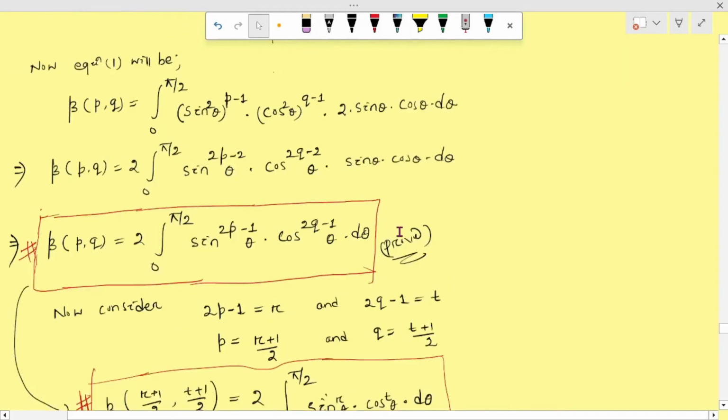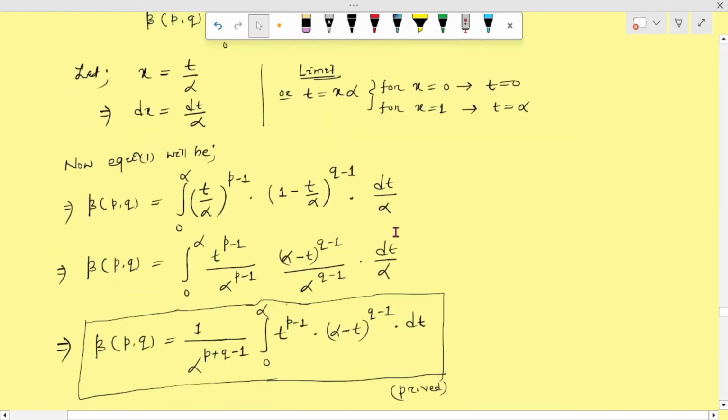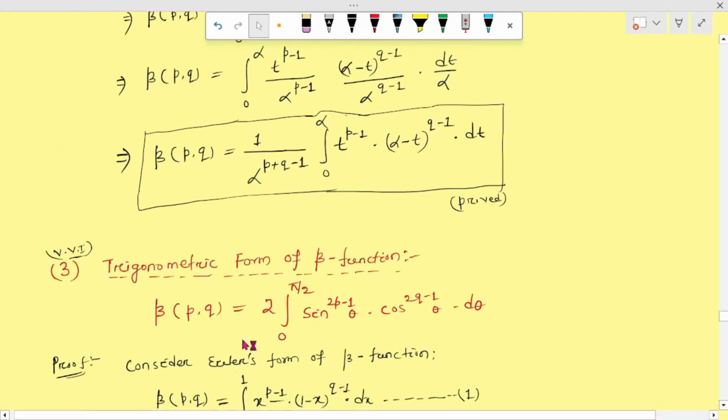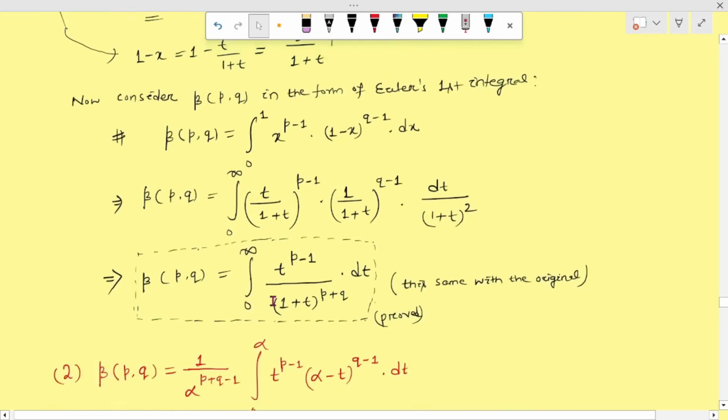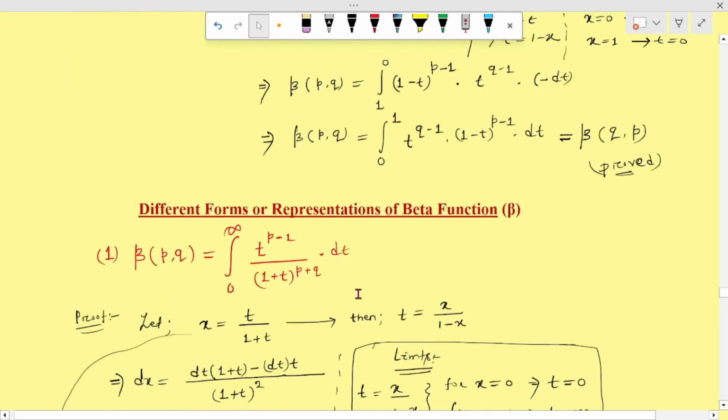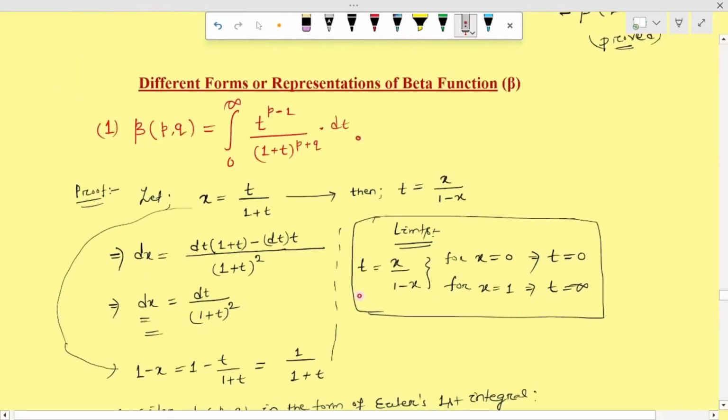Here I am going to show you. Also we have proved that one in our last class. By using this form of beta function we are going to prove question number 2. First I am going to write this form: beta pq equal to the integral from 0 to infinity of t to the power p minus 1 by (1 plus t) to the power p plus q dt.